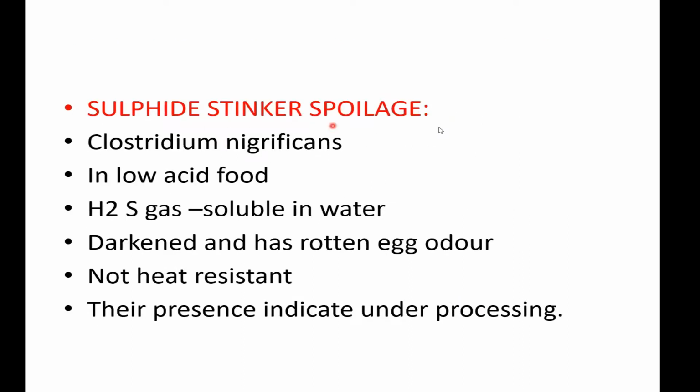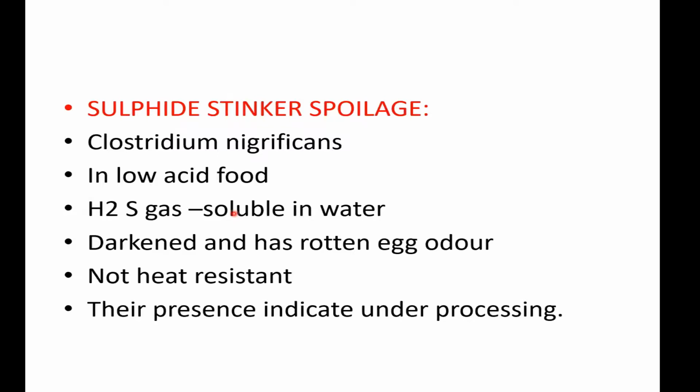Next is sulfide stinker spoilage. This is caused by Clostridium nigrificans. Again, you can come across it in low acid foods. So you know that animal products are low acid foods. So here hydrogen sulfide gas will be produced. You know that this gas is water soluble. So there will not be any bulging. The cans will not bulge.